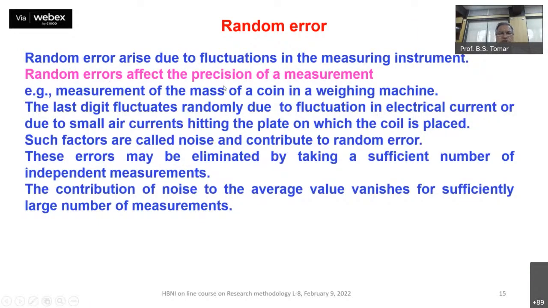Random errors affect the precision of a measurement. And so if you want to reduce the random error, you do multiple measurements. So for example, measurement of the mass of a coin in a weighing balance will introduce random error because there is a certain accuracy attached to the digits that are displayed. So the last digits, like in a balance, fluctuate randomly due to fluctuations in electric current or due to small air currents hitting the plate on which the coin is placed. Such errors are called noise and contribute to random error.